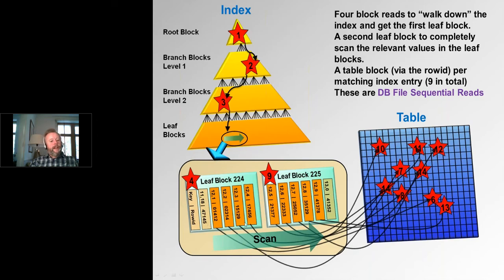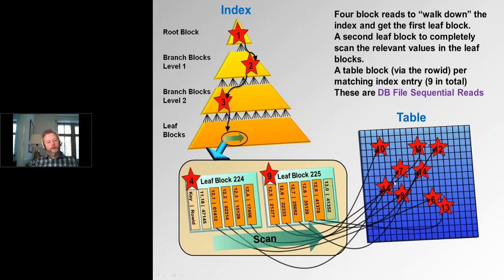So it just scans along the leaf block until either it needs the next leaf block or it's run out of entries. So to collect these 9 entries, it does 1, 2, 3, 4 reads, 5, 6, 7, 8, 9, 10. Back to here, then reads those. So it's still efficient, but the records are scattered all over the table.